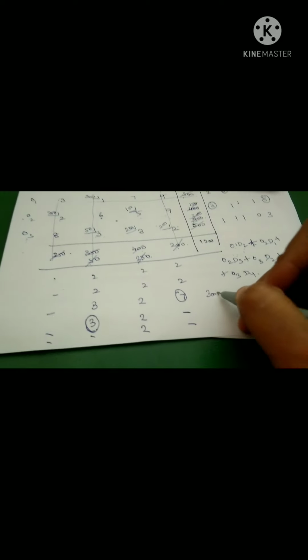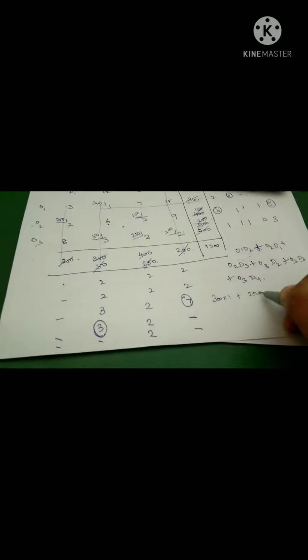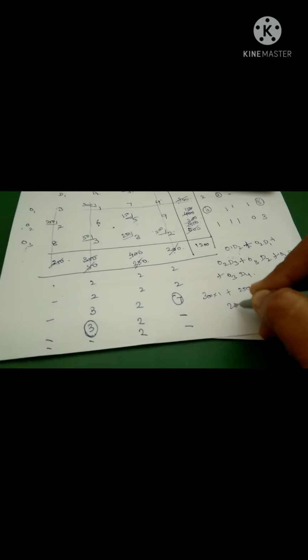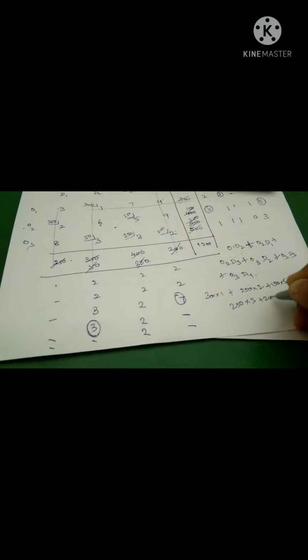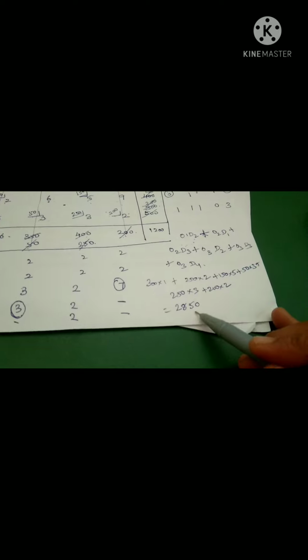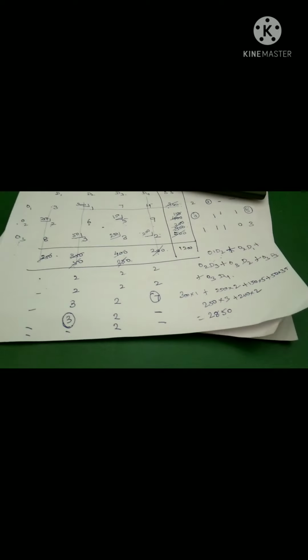Just substitute the values, that is, the allocated value should be multiplied with the variable's value. So 300 into 1 plus 250 into 2 plus 150 into 5 plus 50 into 3 plus 250 into 3 plus 200 into 2. Multiplied and added, we receive the total cost value as 2850. 2850 will be considered as the initial feasible solution. So this is about the VAM method. Thank you.